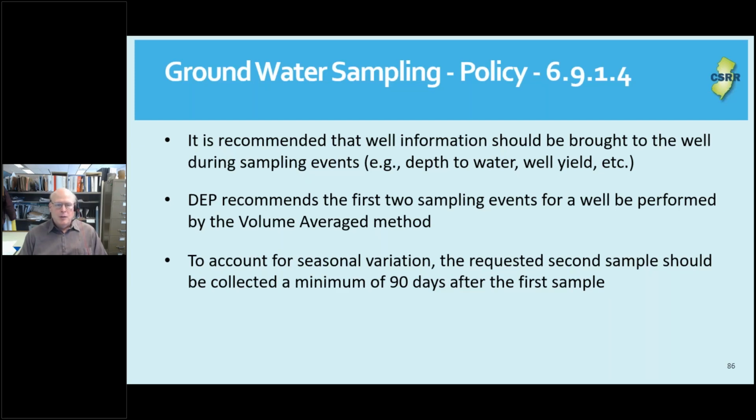Since volume averaged sampling generates a sample that represents a larger portion of the aquifer, DEP recommends the first two sampling events for a well be performed by the volume averaged method. To account for seasonal variation, the requested second sample should be collected a minimum of 90 days after the first sample. Next slide, please.